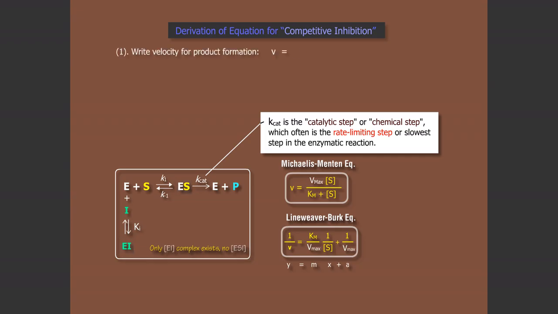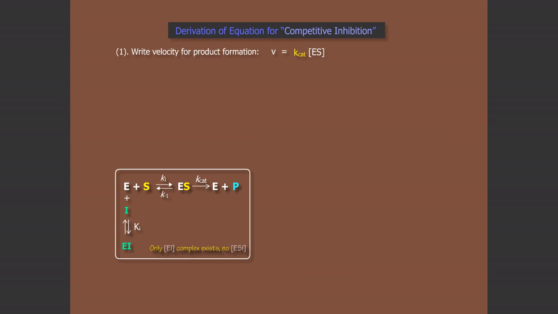Since Kcat, the chemical step, is the slowest and thus the rate-limiting step in the reaction, the velocity is equal to Kcat multiplied by the concentration of the ES complex. Regardless of the presence of a competitive inhibitor, the velocity of the reaction does not change and is equal to Kcat times the concentration of the ES complex. Next, write the equation for total enzyme used in the reaction.